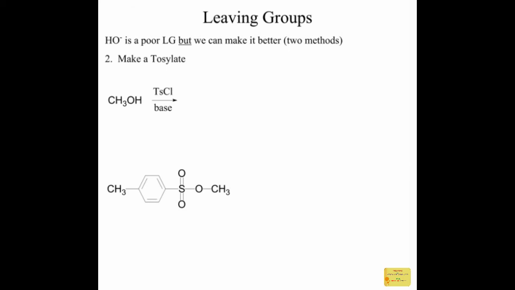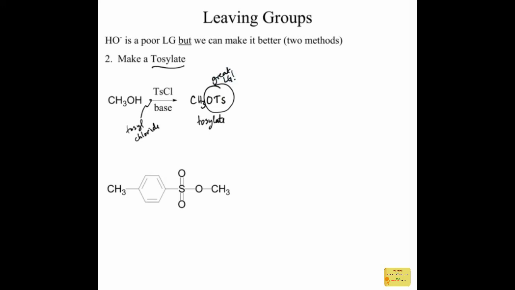Another strategy is making what's known as a tosylate. What we're going to do is react the alcohol with TsCl, that's called tosyl chloride. It's kind of an abbreviation. We'll look at these structures in just a second. If you take tosyl chloride and base, we replace the proton on the oxygen with the tosyl group, which we just abbreviate Ts. And this is called a tosylate. And just like a halide, this OTs group is a great leaving group.